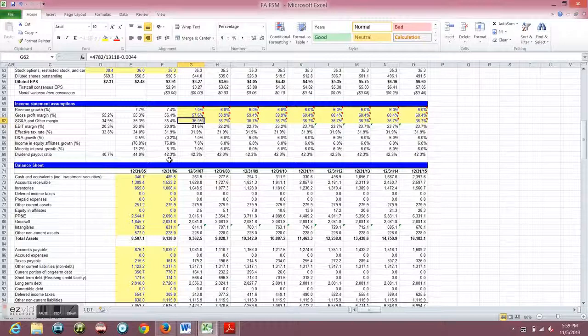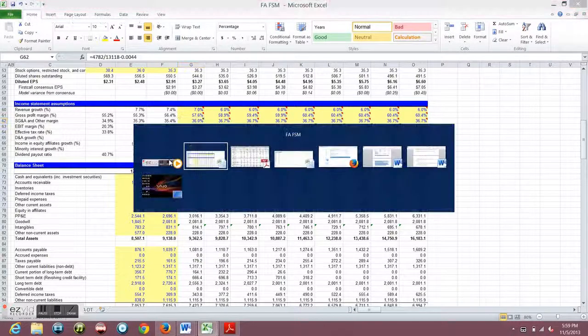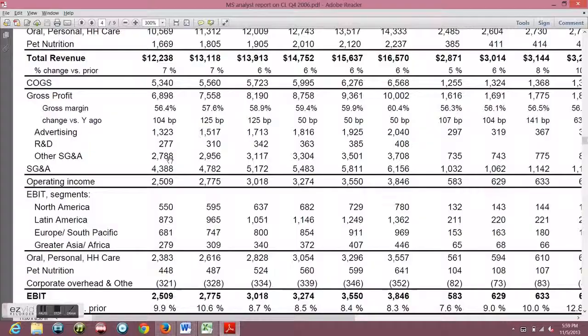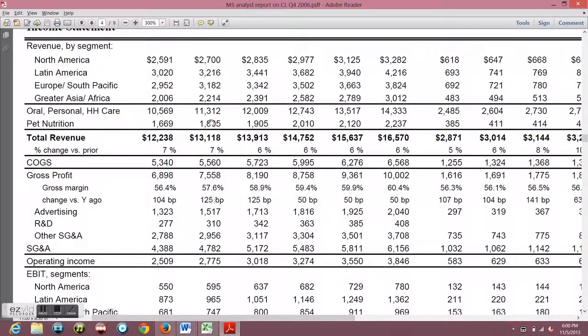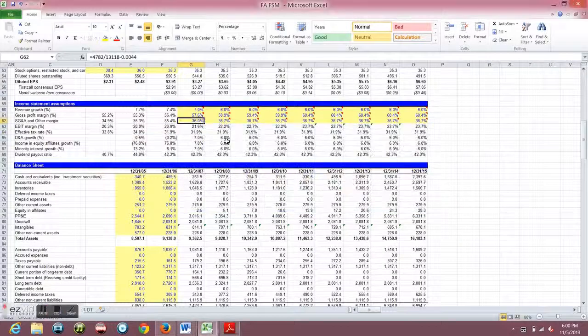And essentially we're doing 4782 over 13,118, and let me first show you where we got this number from. 4782, which is our SG&A, divided by our revenue, which is 13,118. What we did was find the proportion of our other expenses from the previous year, and then we subtracted it out of SG&A and other margin. The reason we did that is because that's a way to account for SG&A and other margin.